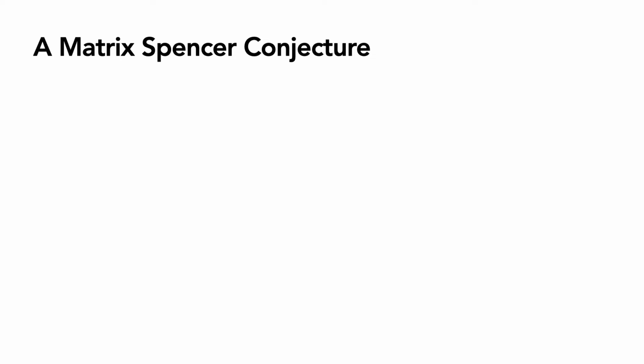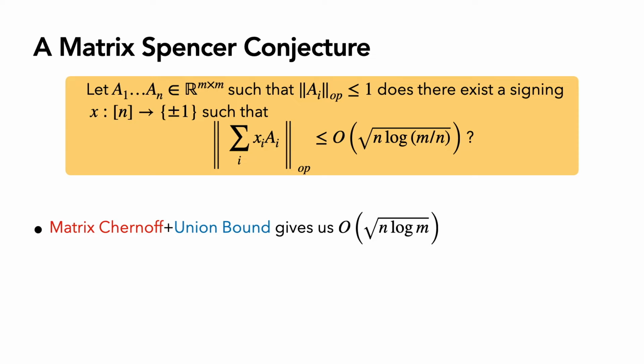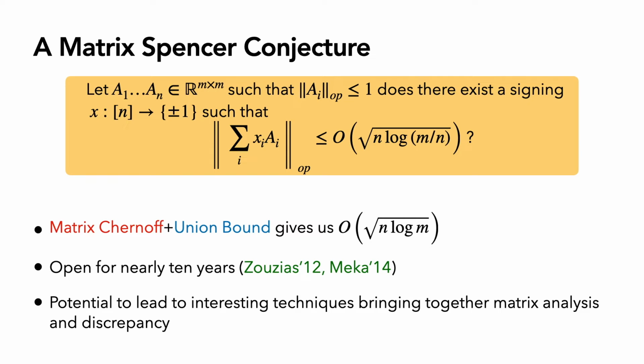This can be formalized as the matrix Spencer conjecture, which states that for any set of n m cross m matrices with operator norm bounded by 1, there is a signing such that the signed sum is bounded in spectral norm by order of square root of n log(m/n). The matrix Chernoff and union bound give order of square root of n log m. This conjecture was proposed by Zouzias and Meka. Progress on this conjecture has potential to lead to interesting techniques bringing together matrix analysis and discrepancy theory.